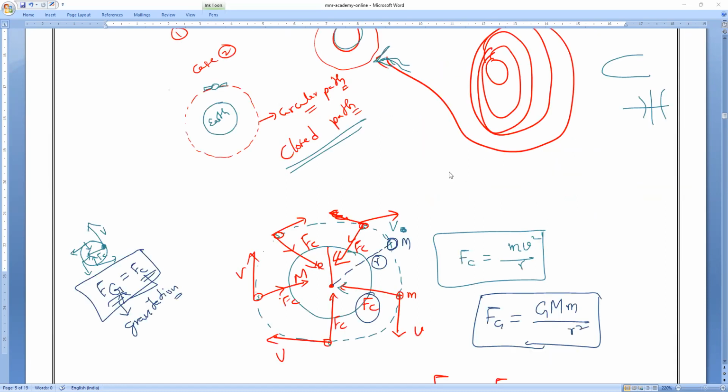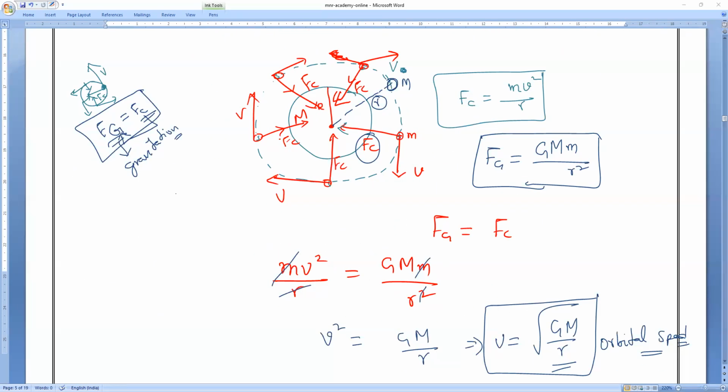So once again, I'm saying, if a body is revolving around a circular path, we already studied that at any point, velocity is acting perpendicular to the force of attraction. That's the centripetal force. The particle's velocity is in one direction, and the centripetal force is acting towards the center. Am I right, guys? Now the centripetal force is caused only by the gravitational force, the force of attraction. That's all it is.